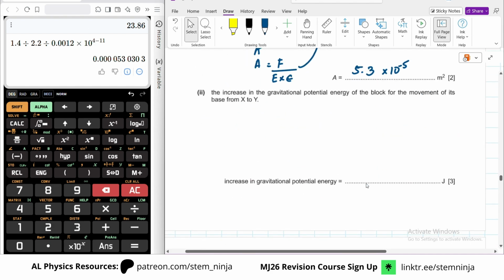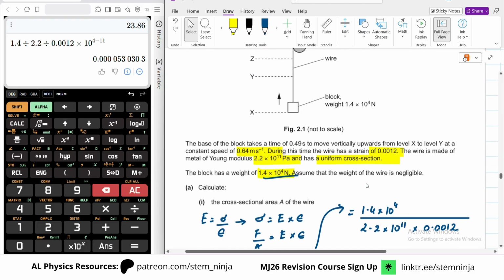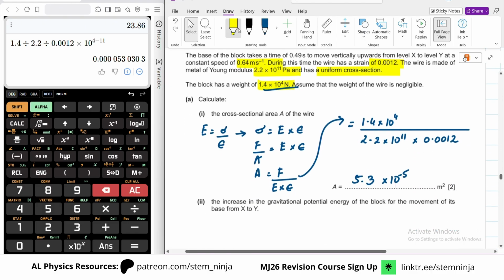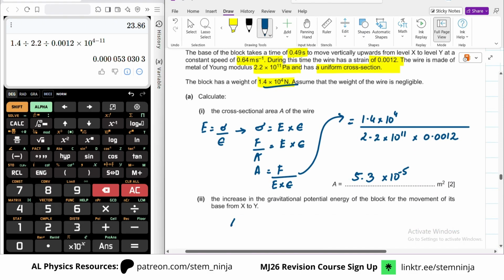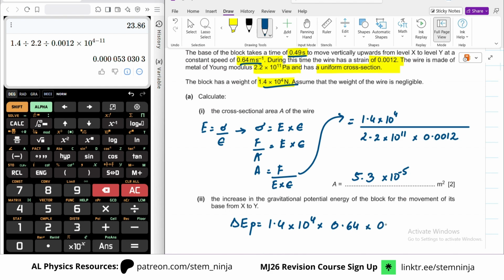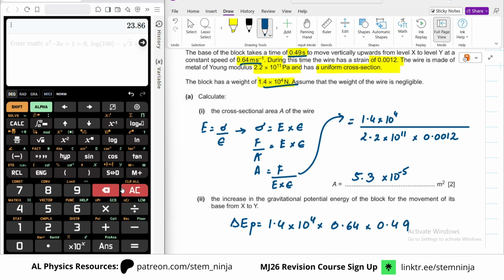The increase in gravitational potential energy of the block for the movement of its base from x to y. So how much distance did we raise it? We don't know that, but we do know the time and the velocity. Okay. So the change in gravitational potential energy would be mg, that is 1.4 times 10 to the power 4, times the change in height. With constant velocity, the distance is vt, 0.64 times 0.49. So 1.4 times 10 to the power 4 times 0.64 times 0.49.